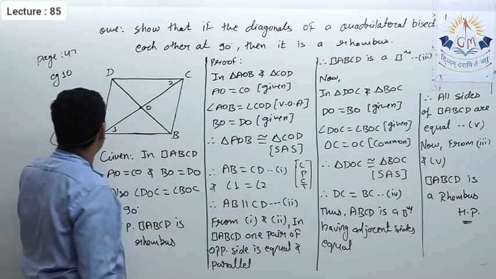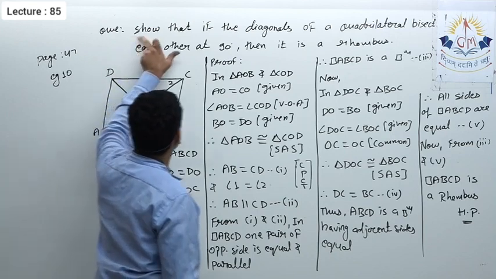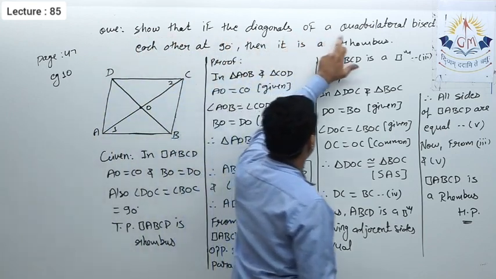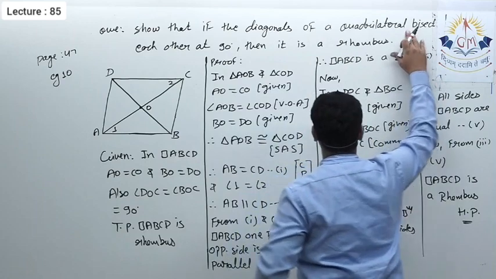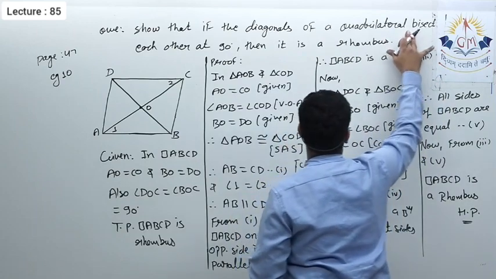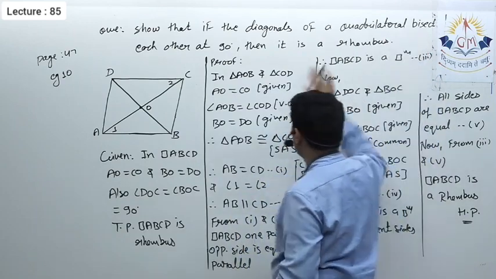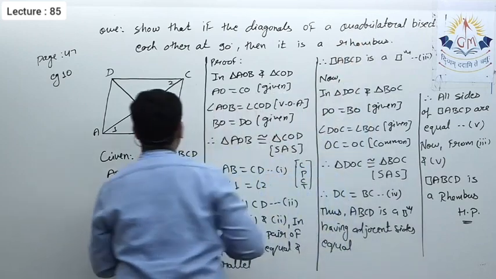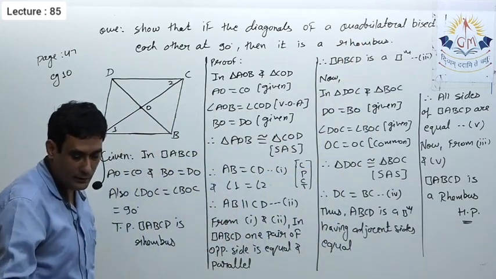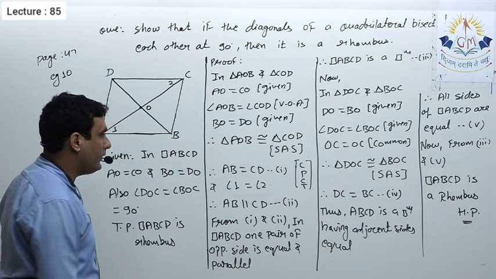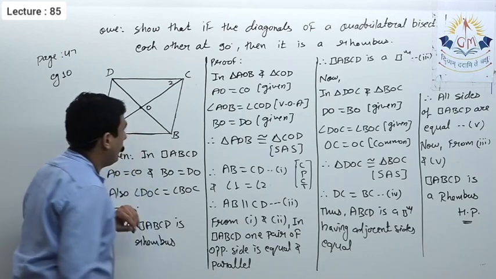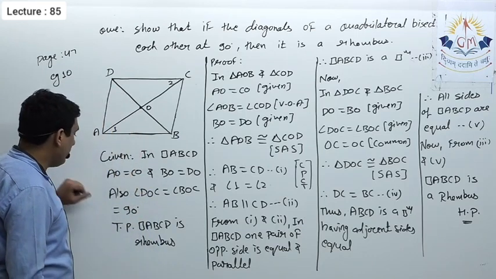Okay, now question number 12. The question says show that if the diagonals of a quadrilateral are equal and bisect each other. Okay, the diagonals of the quadrilateral are equal as well as they bisect each other, then we have to show that it will be a square. So one more piece of information is given.